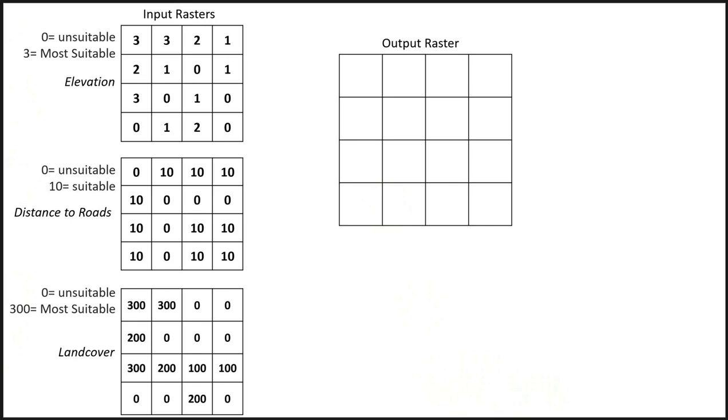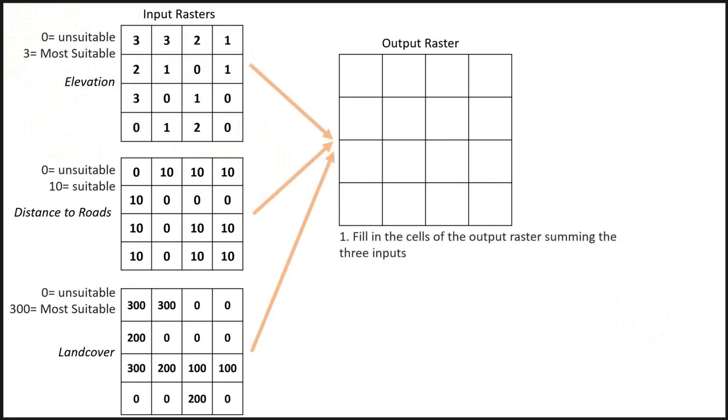Instead of just dealing with binary inputs, but keeping track of our variables by using orders of magnitude, now we're actually increasing our complexity from binary into a ranked classification system, from unsuitable, 0, to 3, the most suitable. We're going to add these 3 reclassified inputs together. So first, I want you to fill out the values of the output grid.